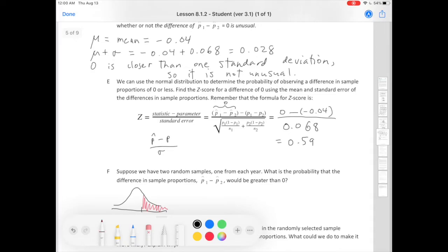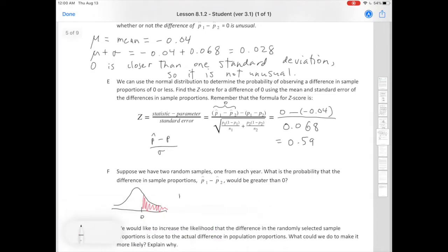Remember, we have normal CDF, right? We're going to do normal CDF, and sorry, this should say 0.59 because we want to convert it to z-scores, right? And that's what we did just above in this problem. So we're going to do normal CDF, and the left limit is going to be 0.59, and then the upper limit is going to be 1E99. So I'm going to put that in my calculator. Let's see what we get.